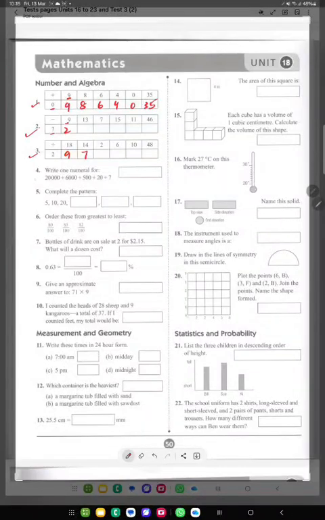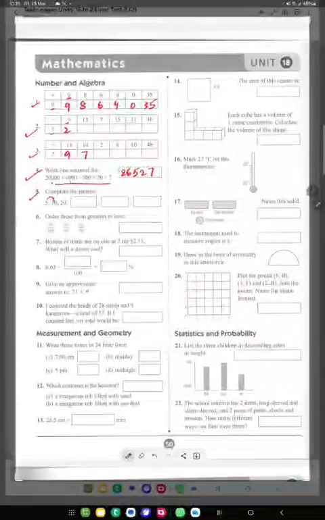Let's move on to question 4. Write one numeral for this expanded form, which is 20,000 plus 6,000 plus 500, 20 and 7. So 20,000 plus 6,000 is 26,000. Then 5 in the hundreds place, 2 tens, 7 ones. Done.